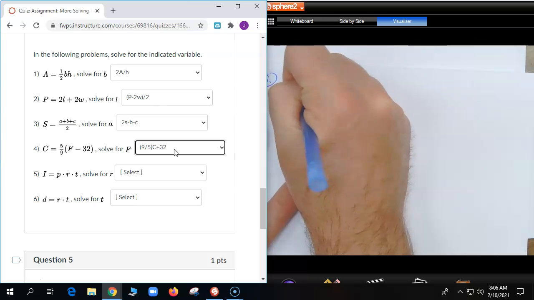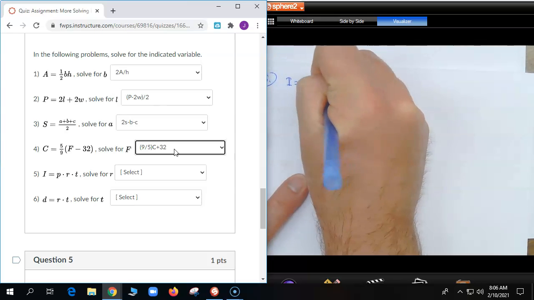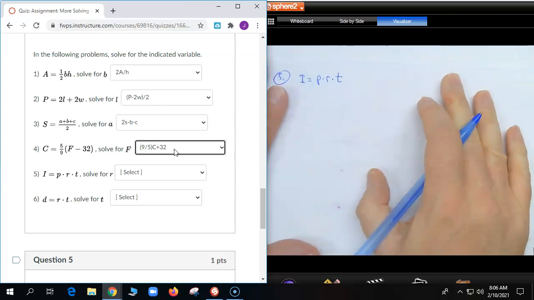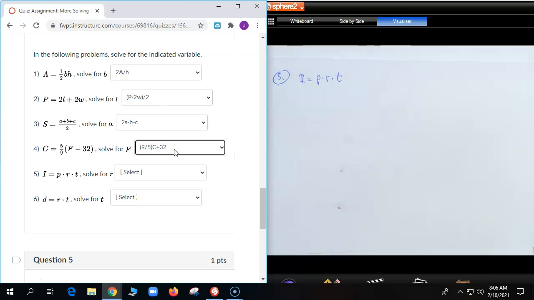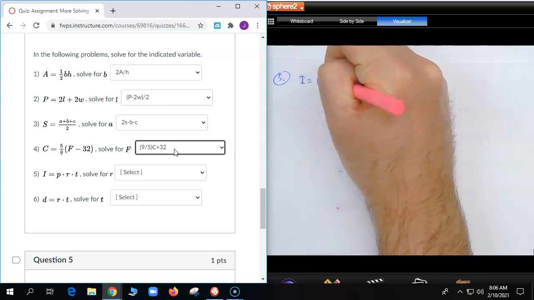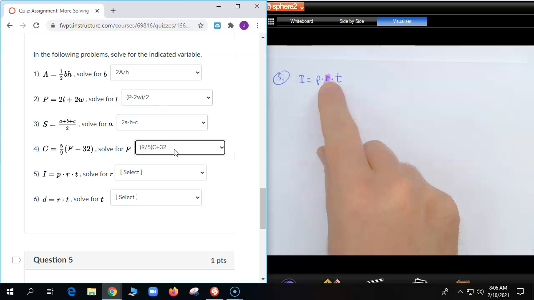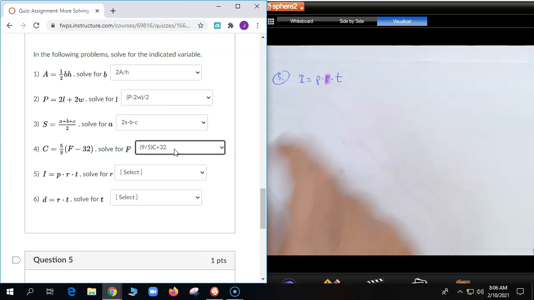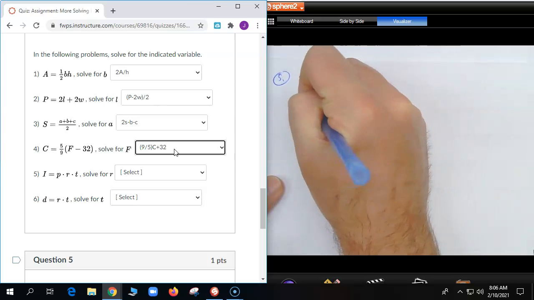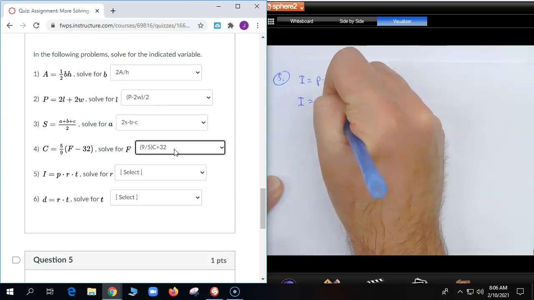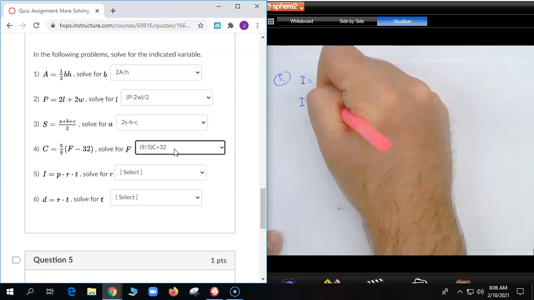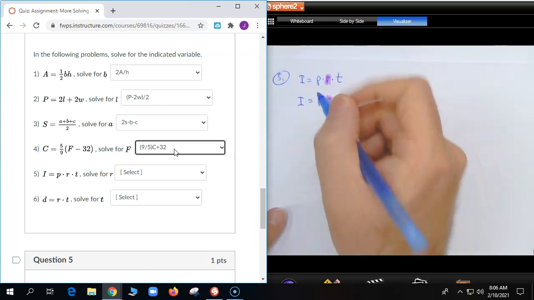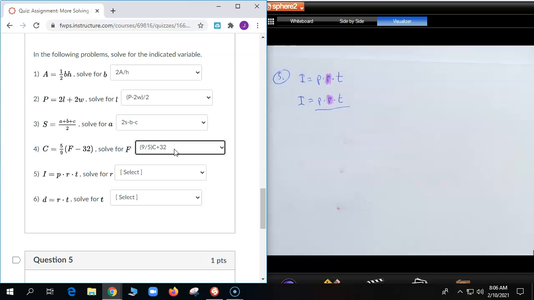And 5, we have I equals P times R times T. And so solve for R. Now, this one doesn't seem so bad, and I'll tell you why. We want to solve for R, okay? Look at what's happening. We're timesing by P and we're timesing by T. So believe it or not, we can do this really in one step. And I think it makes it easier if we do it in one step. We're just going to divide the whole problem on both sides.